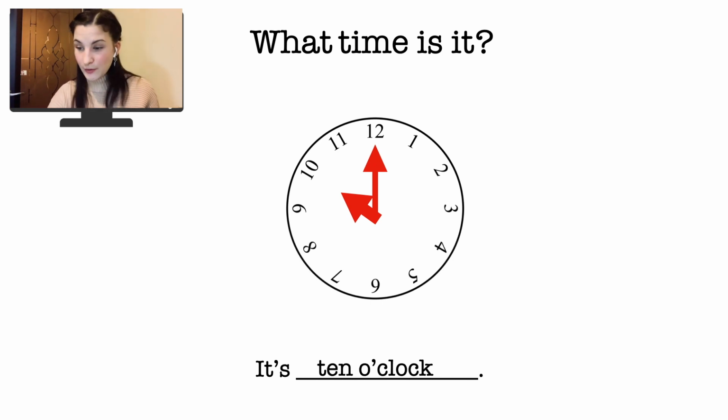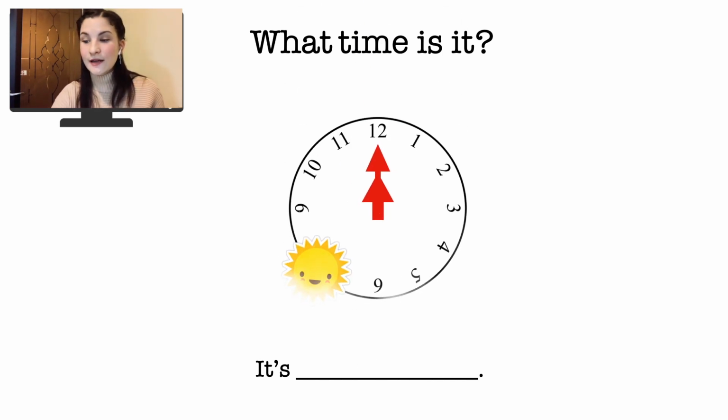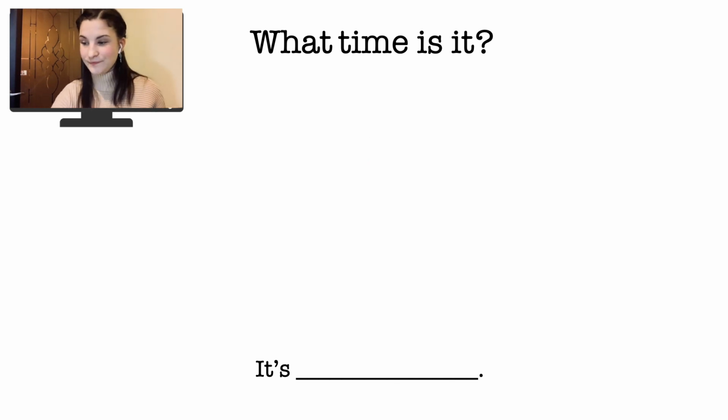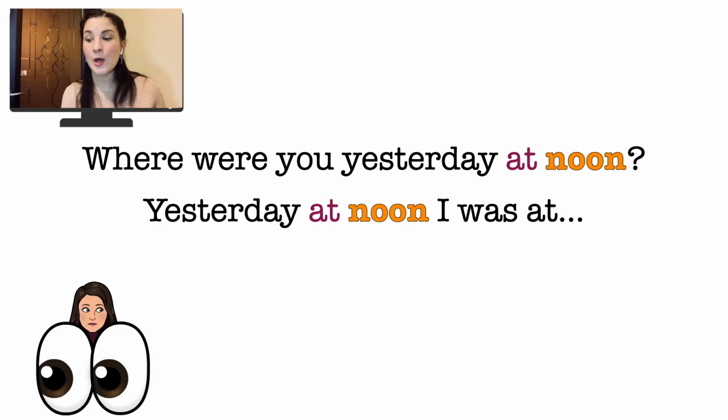It's 10 o'clock. Okay, good. And the last one. It's noon. Very nice. I have a question for you. Where were you yesterday at noon? For example, yesterday at noon, I was at the supermarket. I know that we're all at home now, but please use your imagination. Think it up. I don't need the truth, okay? So yesterday at noon, I was... Pause the video and say the sentence.